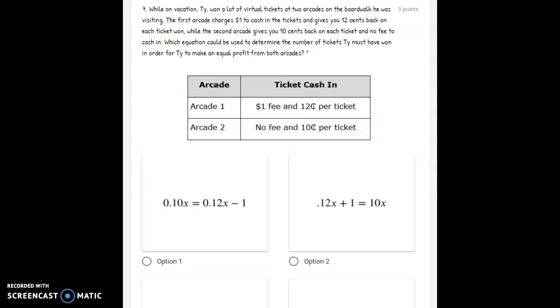Arcade number 1, $1 fee and 12 cents per ticket. Arcade number 2, no fee and 10 cents per ticket.